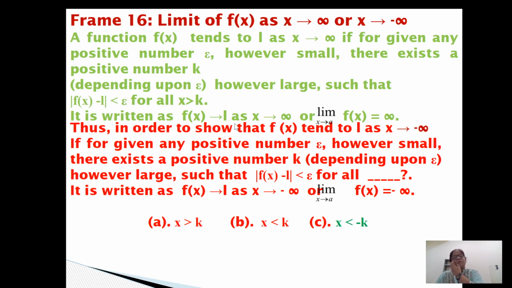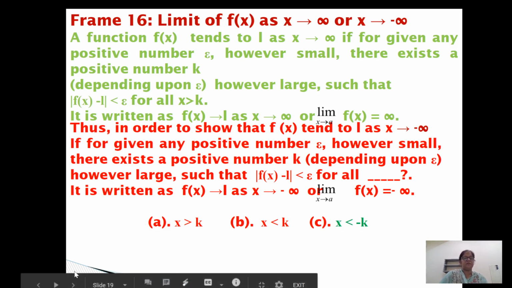So in order to show that f of x tends to L as x tends to minus infinity, for any given positive number epsilon, however small, there exists a positive number k depending upon epsilon, such that, because the limit exists here, the difference is less than epsilon. And here for infinity you took x greater than k, so when you take minus infinity you will take x less than minus k. Try it in your copy, in your notebook, and you will get this concept very clear, how on one side you write infinity and on the other side minus infinity.